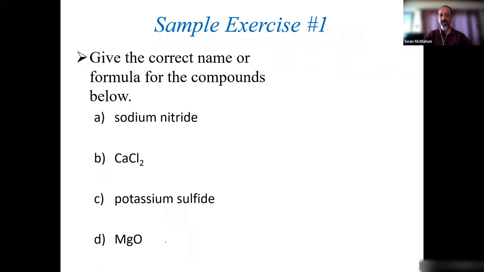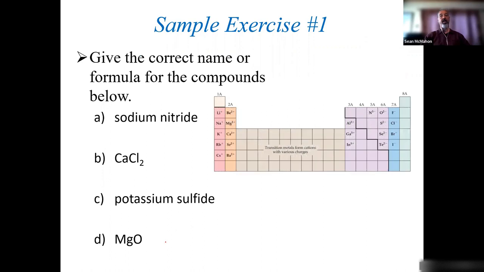Now, it can get tricky. I get it. So let's do sample exercise 1 and get some practice. So we need a periodic table. Now, your periodic table might not have the charges. That's okay, because you're going to be able to determine the charges because you've got your group numbers. Those are going to help you.